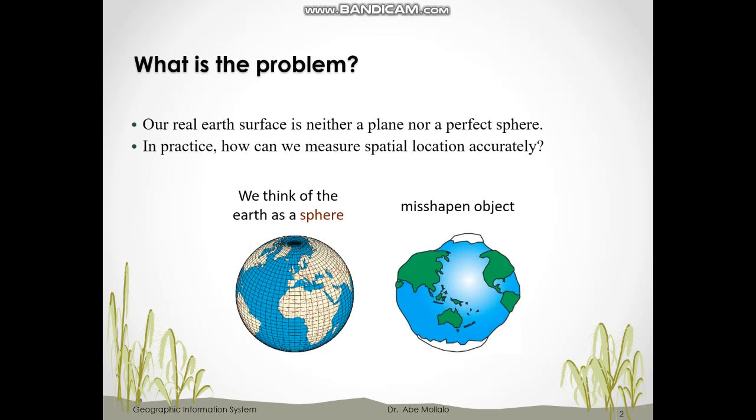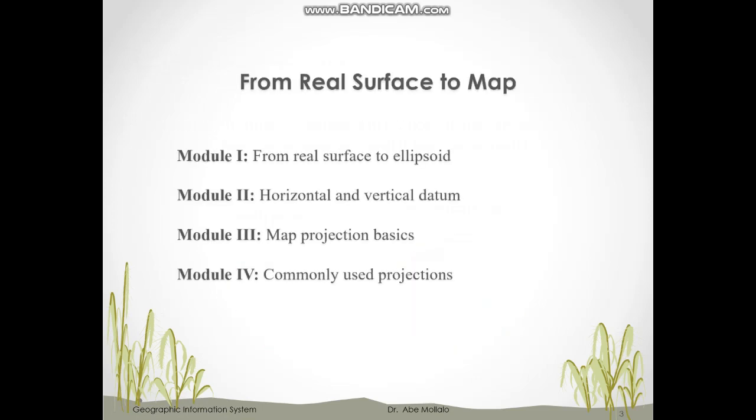What is reality? The reality is our Earth system is neither a 2D plane nor a 3D sphere. Reality is our Earth is actually a very misshapen object with very bumpy surface and flattened a little bit into polar areas. So the question is how we can measure a spatial location accurately on this misshapen object. So in today's class, we will talk more about measuring a spatial location on real surface. This is an important topic in GIS.